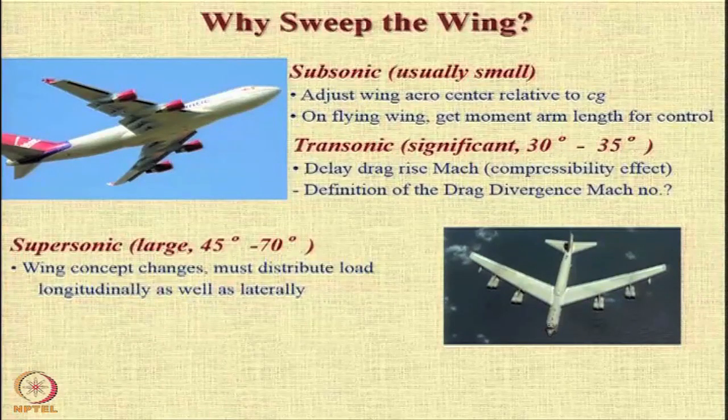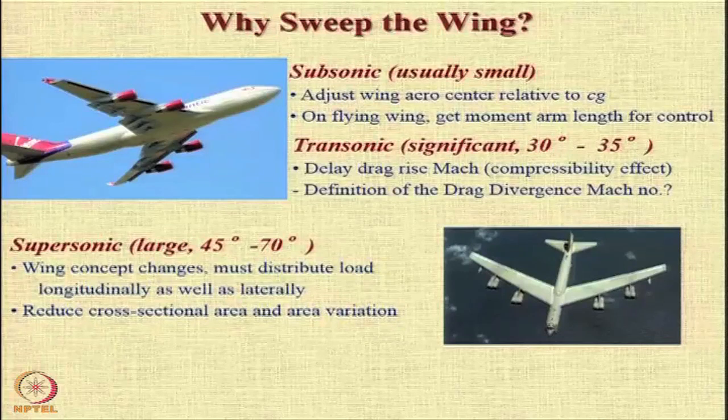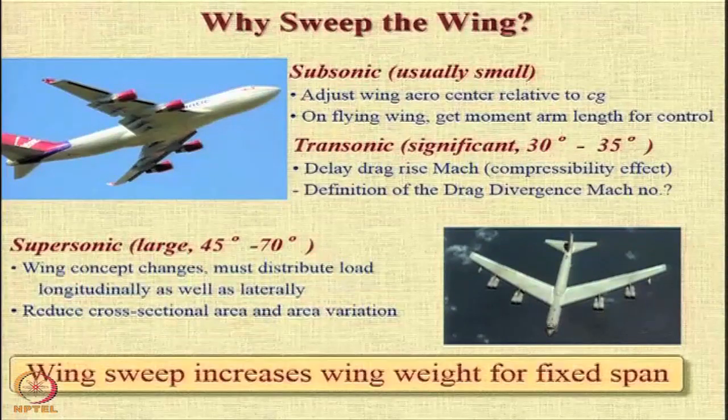Therefore, you have to distribute the load both longitudinally as well as laterally, and hence you have to go for very large sweep. Secondly, large sweep back in case of supersonic flight reduces the cross-sectional area, and also it gives you lesser variation of cross-sectional area along the length. So it's a kind of a compulsion to sweep. But please remember that wing sweep is not a desirable feature under any circumstances other than the need to go faster. So there are many drawbacks of sweep, the principal drawback being that it makes the aircraft wing heavier.